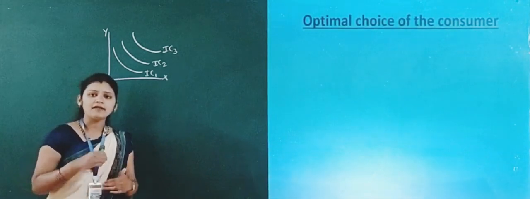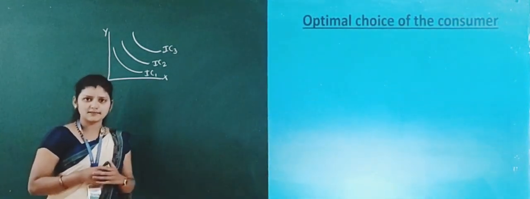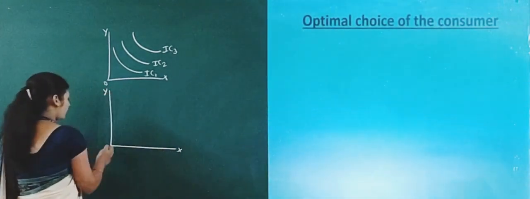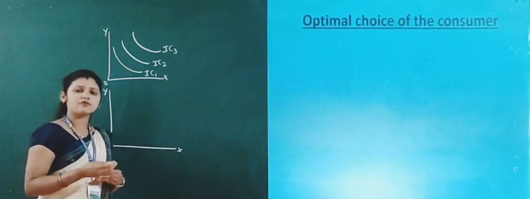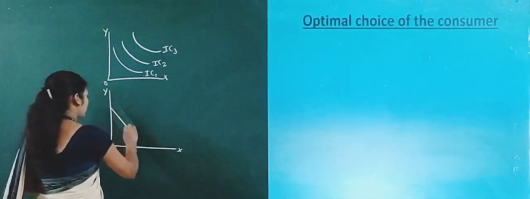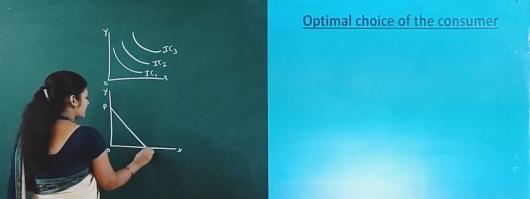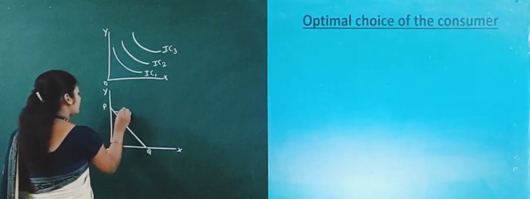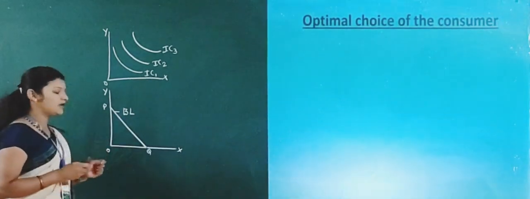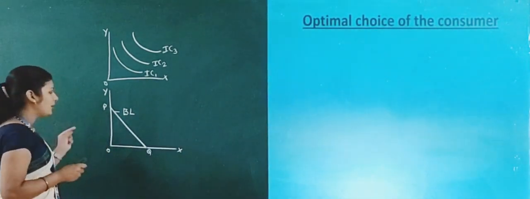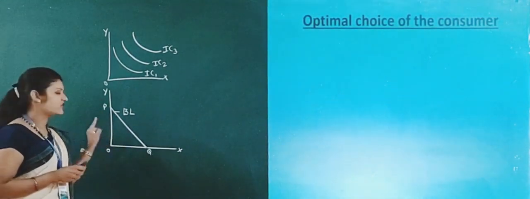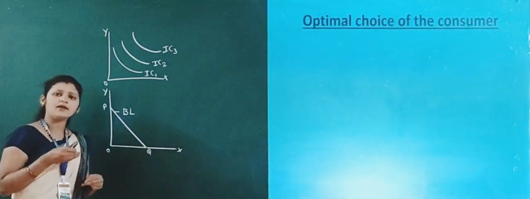Now tell me, what is the budget line? The budget line is a graphical representation of two commodities which can be purchased within a given income and price. Okay, here this is the budget line. I name the budget line as PQ. This is the graphical representation of two commodities which can be purchased with a given income and price.